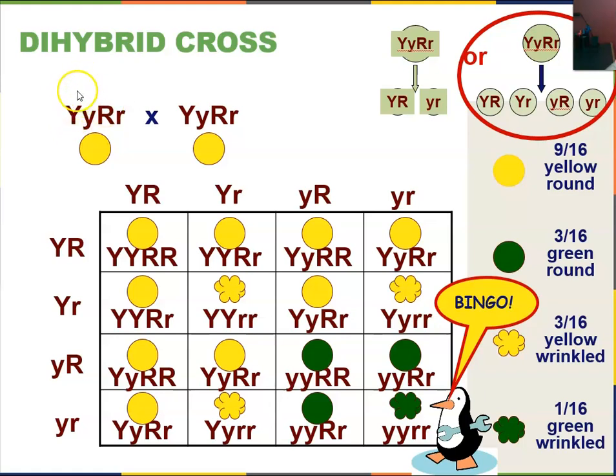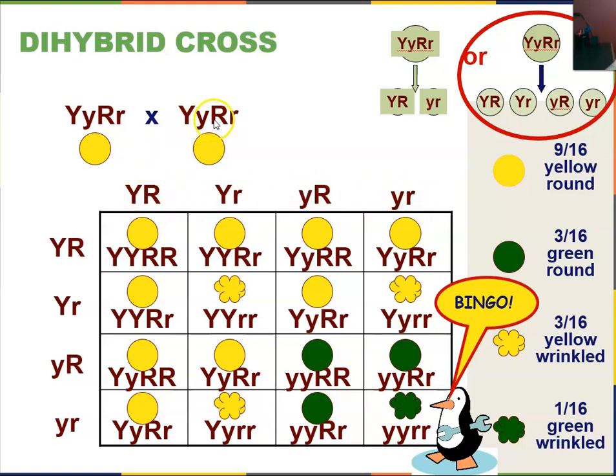So big Y could go with big R. Each gamete can only have one of the Y's and one of the R's. Each parent can only give one of those. They can't give both because they're going to get the other one from the other partner. So big Y and big R, then big Y little r could be in the gametes. We could do little y big R and a little y little r. Then we list those possibilities across the top.